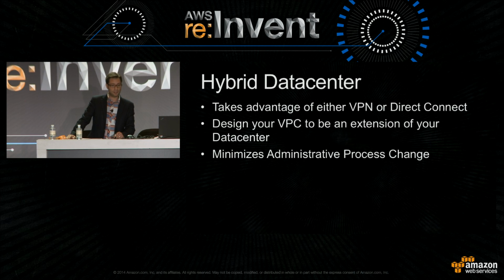The hybrid data center is a very common scenario that we see in AWS and Active Directory. And it takes advantage of either a VPN or a Direct Connect link. And you'll be designing your VPC to be an extension of your data center, right, in this scenario. The advantage of this is that it minimizes administrative process change.